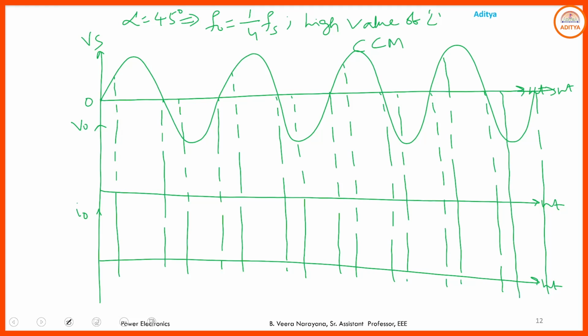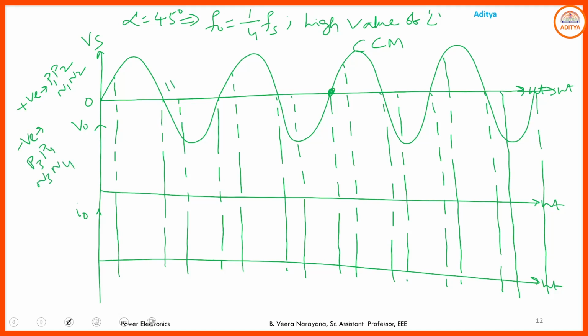So if you go through the continuous conduction mode and F0 is equal to 1 by 4, that means for completion of 4 cycles of the source, we are able to collect one complete cycle. Hence for the first 2 cycles we have the positive voltage and the next 2 cycles negative voltage. Correspondingly you need to provide the gate pulses. During the positive half cycle, P1, P2, N1, N2 are forward biased. During the negative half cycle, P3, P4, N3, N4.